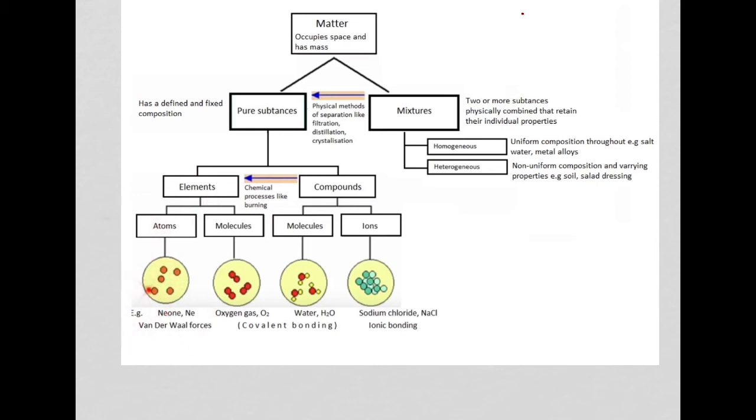Elements, you have atoms and molecules. And normally in atoms, you're going to have van der Waals forces in between the atoms. Molecules, these are formed by covalent bonding. You can have covalent bonding between the same atoms, so these will be elements in the form of molecules. And you can also have covalent bonding between two or more different elements. So these will be molecules in the form of compounds, for example, H2O. And you also have compounds that consist of ions. So this is the case for ionic bonding, compounds with ionic bonding. Ionic compounds which consist of formula units.